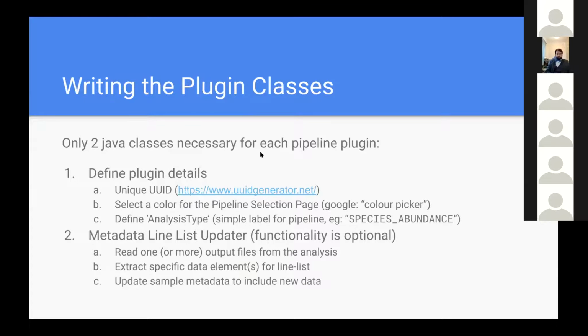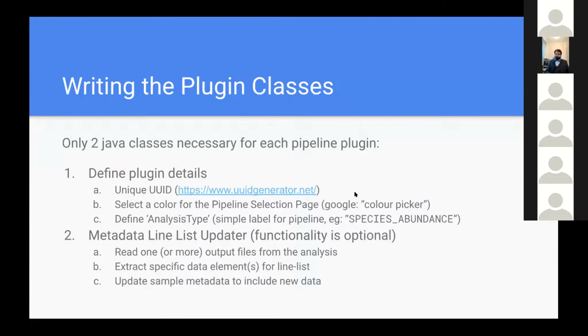One defines some plugin details. Each plugin needs a unique UUID, and you can use this online tool to generate one, or there are a lot of different ways to generate UUIDs. That's one of them. You have to pick a color. You can just Google for a color picker and pop that in. And then you have to define a simple, unique label for your pipeline plugin. So I have one called species abundance, and I just use the label species abundance.